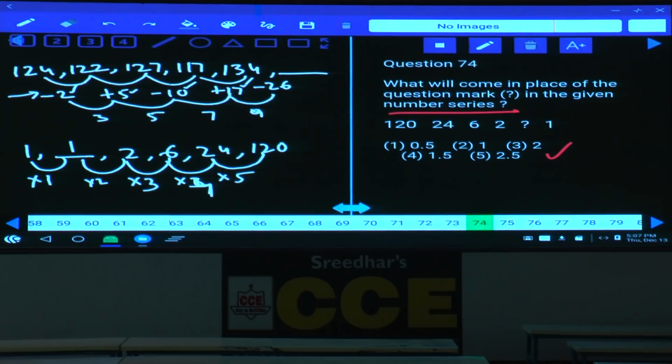Yes, tell me what is the number missing out here? 1 is the number missing out, that is given in choice 2. Now question number 74, choice 2 is the answer.